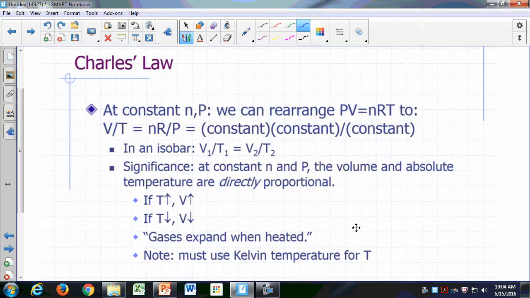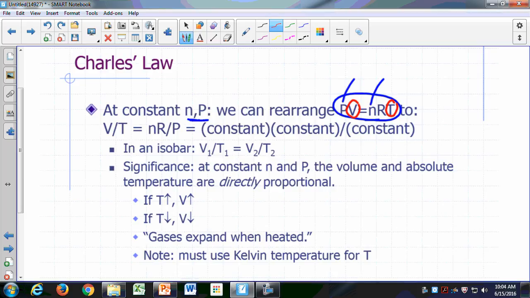So now let's take a look at the behavior of a gas if you have a fixed amount of gas at constant pressure. Okay, so we start again with our equation PV equals nRT, since that summarizes the behavior of the gas. If pressure and number of moles are constant, let's put all of those constants on one side of the equation and put all the variables on the other side. So our variables are V and T, right?